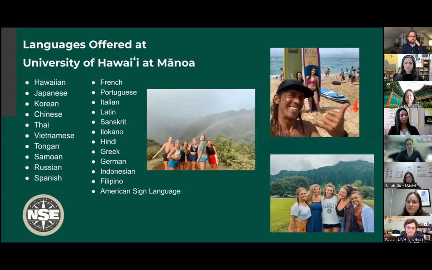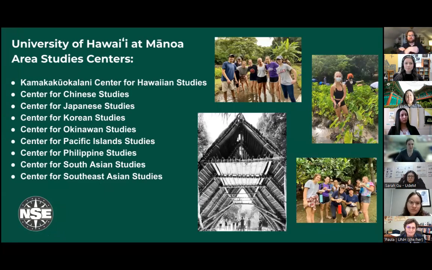And if we go to the next slide, in addition to all the formal language classes that we have, the University of Hawaii also has a number of area study centers, which are really excellent places for students to learn more about language, culture, and different academic and research things that are happening in these particular areas. So the first one that we have is the Kamaka Kuokalani Center for Hawaiian Studies. And this is a really great center on campus.